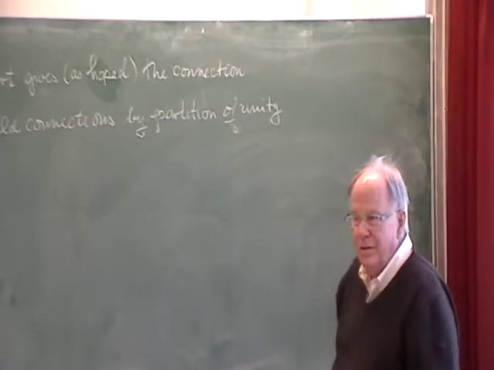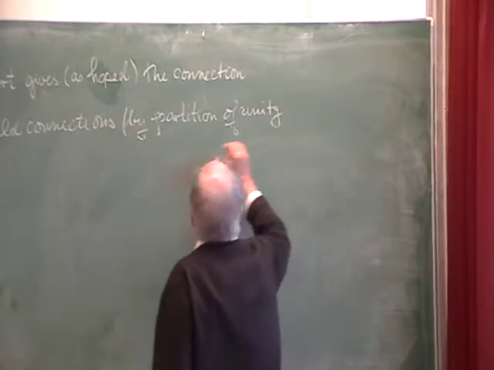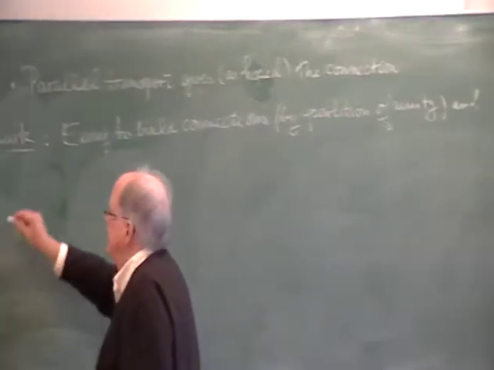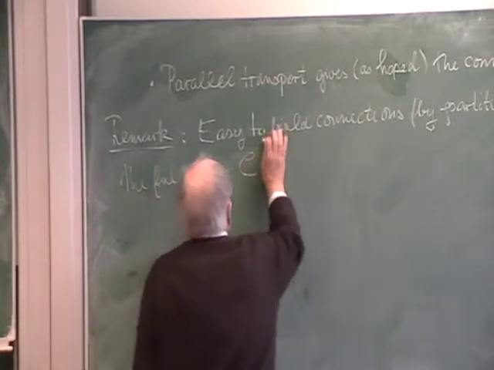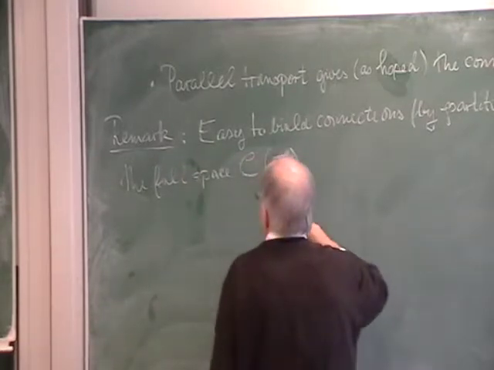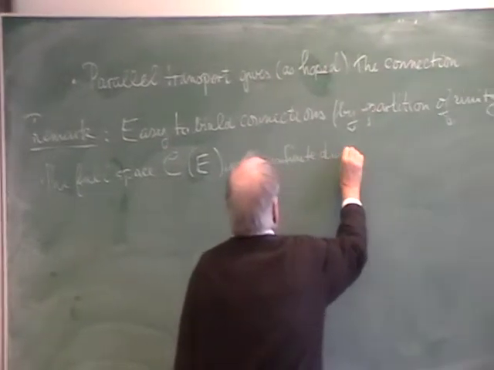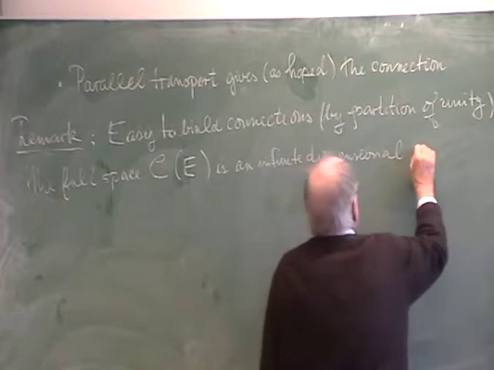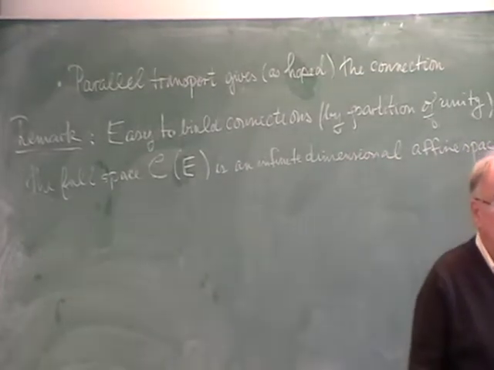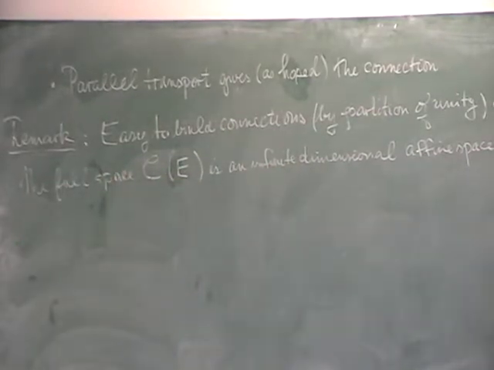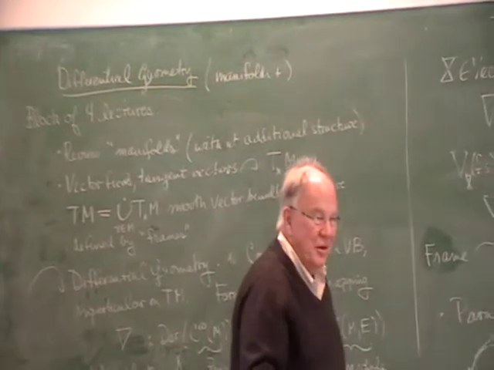You have a remark? Might be good. No. It's by partition of unity. Yeah. It's easy to build connections by partition of unity, and the full space, sea of connections. So maybe connections on the vector bundle E is an infinite dimensional affine space. So it's a huge space. Okay. So I said at the beginning, we have manifold plus connections, but there are an incredible number of connections. And now you do have a remark, right? Yes. Now get finished. No, go ahead.